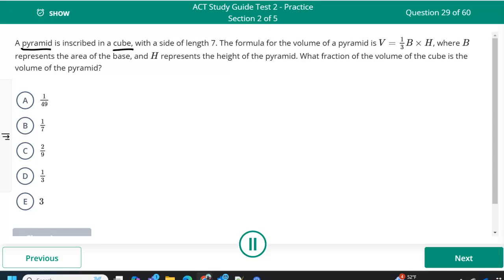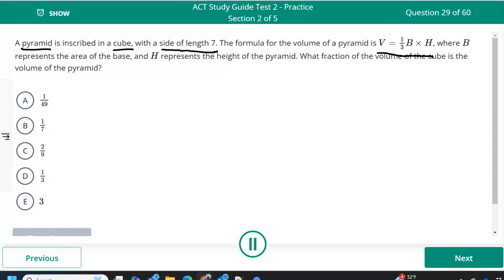The side is length 7, cube. Formula, oh, they gave us the formula. Volume of a pyramid is this. B is the area of the base, H is the height. What fraction of the volume of the cube is the volume of the pyramid?